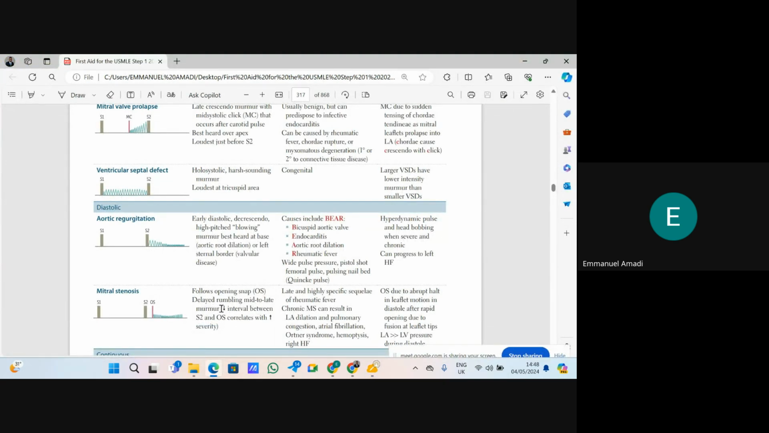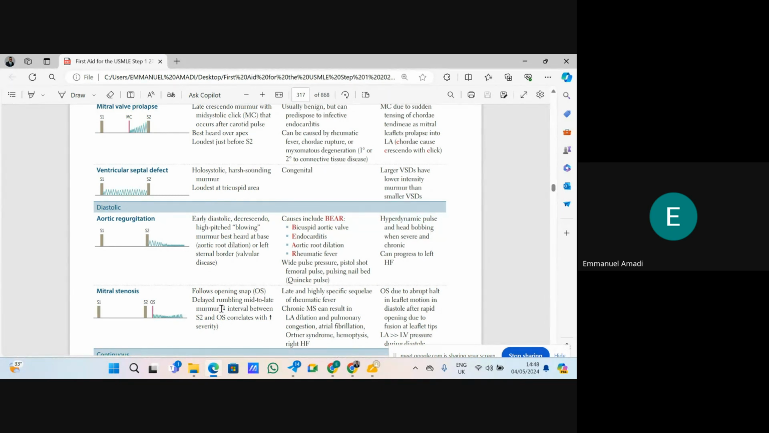Now, what I want you to know is aortic regurgitation comes with increased pulse pressure. If you go back to our previous lecture, we settled that. Now, this increased pulse pressure can cause a whole lot of things. For example, it causes what we call the banging pulse. If you press the pulse, it's like a pistol shot.